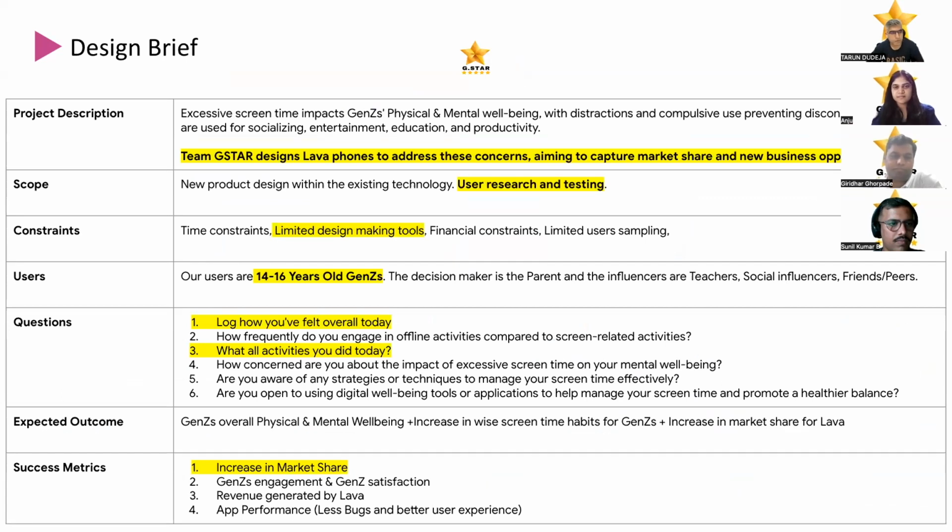To move further, we have a design brief. Our overall project was around GenZs, who are right now struggling with managing their screen time, which is impacting their physical and mental well-being. We aim to capture solutions around how they can wisely choose their screens, and provide recommendations on how Lava can increase its market share with new business opportunities. Our scope was mainly user research and testing, using similar technologies that Lava is currently using. There are a few financial constraints, and we had limited design-making tools. However, we still came up with a better solution, which I hope you will like. Simultaneously, we'll provide recommendations on how Lava can increase its overall market share.